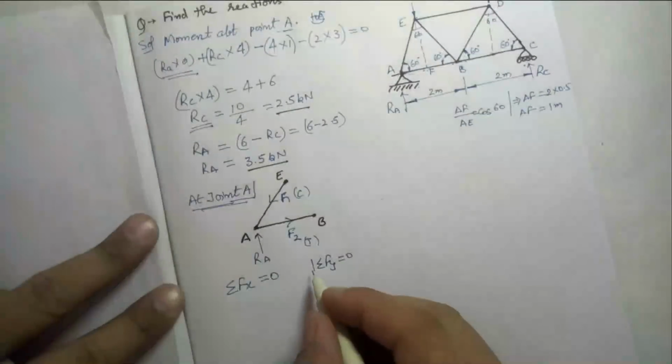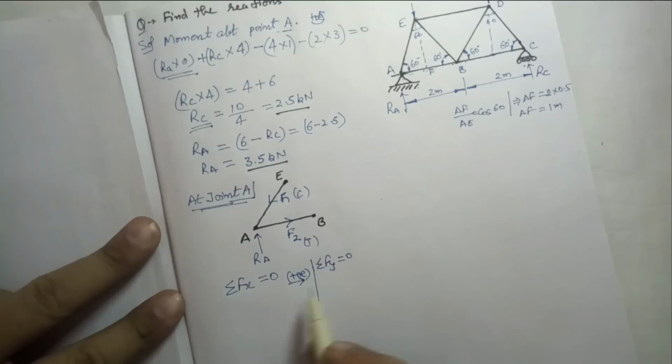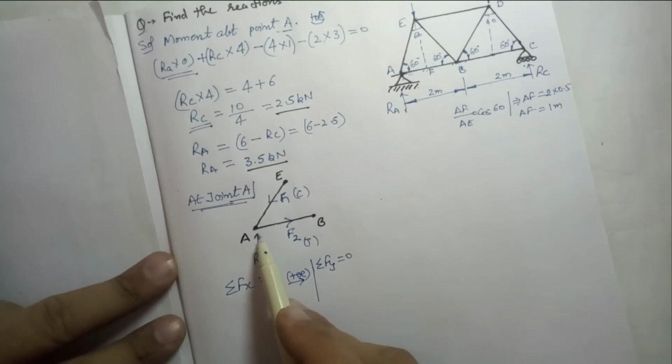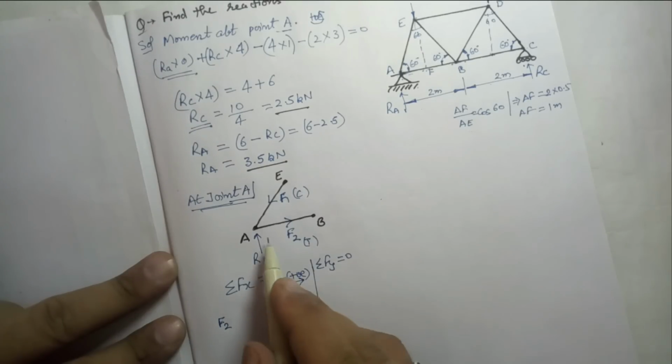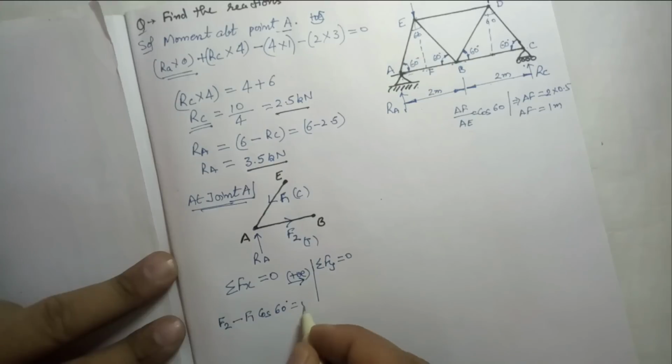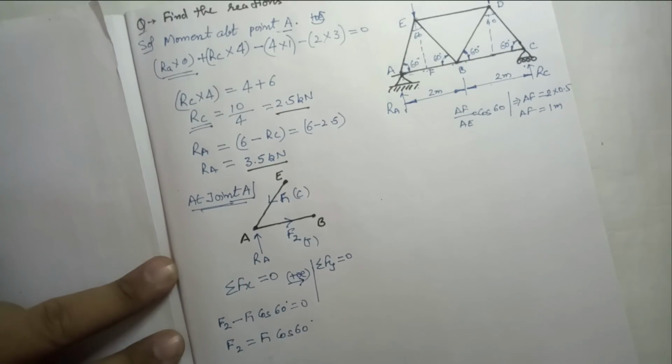So in x direction we are taking right side positive. So what are the forces? We have learned all these things in the first unit. So F1 will have a component in this direction. So the equation will be F2 positive, as per the assumption, minus F1 cos 60, the angle we know, is equal to 0. So F2 is equal to F1 cos 60. Now we don't know the value of F2 or F1, we'll leave it here.